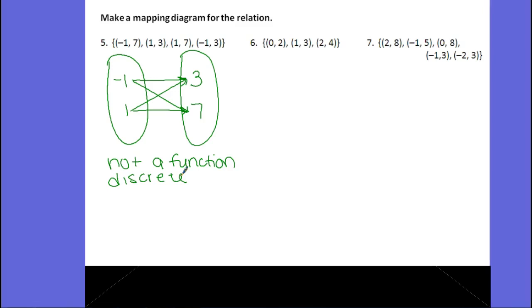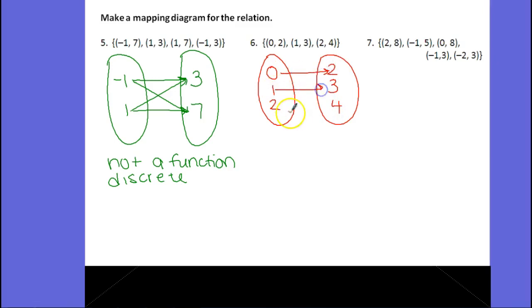For mappings, you don't have to list the domain and range because that's what you're doing in those individual bubbles. You're telling me, okay, I know the first bubble's the domain, and I know the second bubble's the range. So here, domain is 0, 1, 2, range is 2, 3, 4, 0 maps to 2, 1 maps to 3, 2 maps to 4.